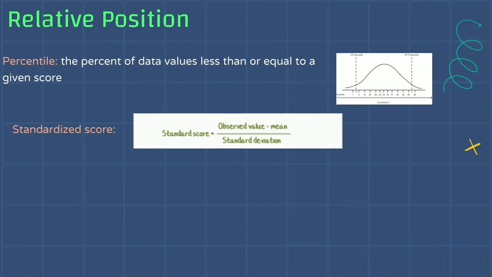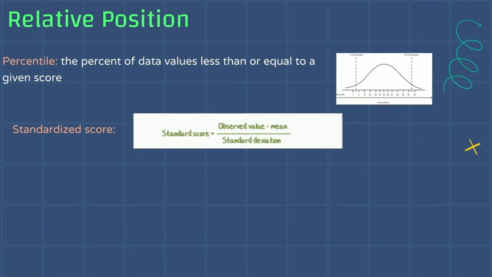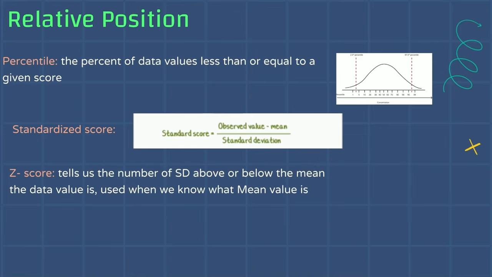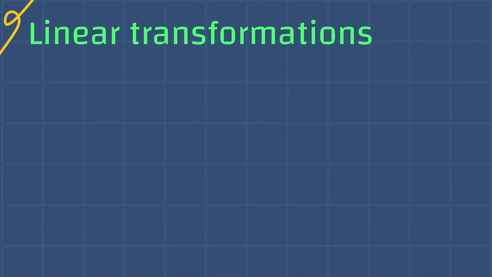Standardized score is essentially, this is given on the reference table, I believe, the observed value minus the mean over the standard deviation. And the z-score tells us the number of standard deviations above or below the mean of the data value. We only use z-scores when we know what the mean value is. And that is a formula, which is also on the reference table.